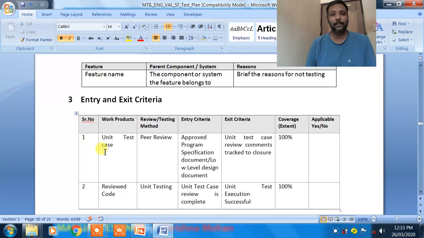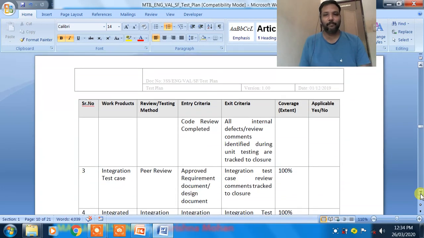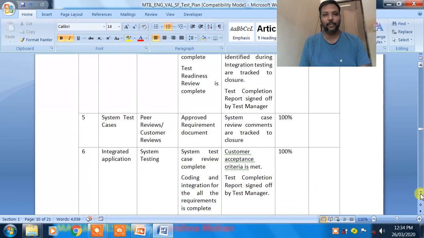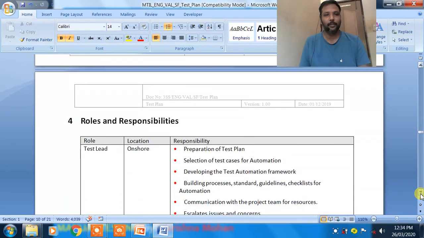In some cases, even though the levels of testing exist, all the companies may not be following all the levels of testing, at least for documentation purposes. So here they will state whether it is applicable or not for this particular project. They will write yes or no. This is all about the entry and exit criteria for integration and system testing.